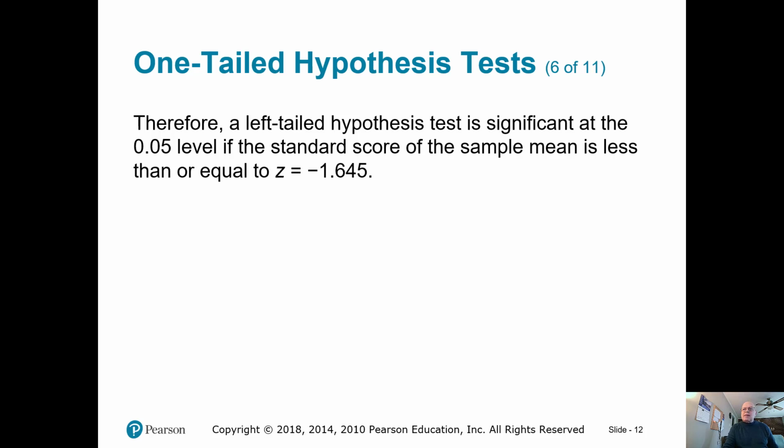So what does that tell us? It means if the z-score we get from our test is less than the negative 1.645, we're going to reject the null hypothesis.